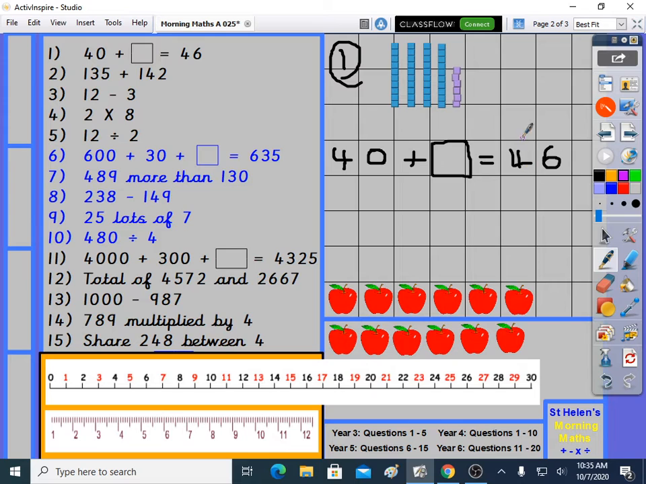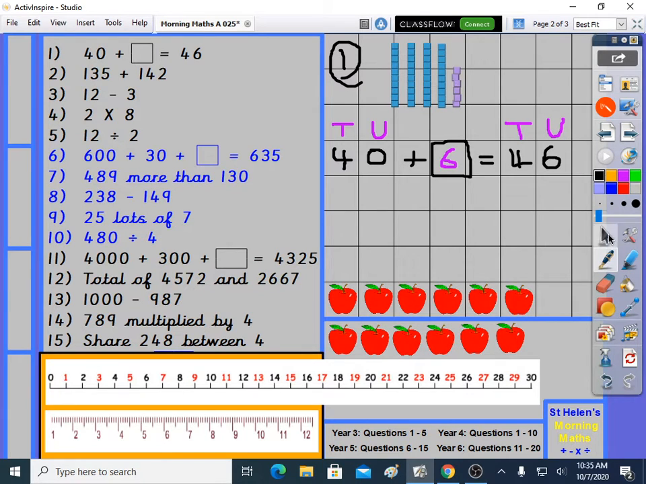So in the 46, we've got the 4 tens, which come from the 4 tens there. We've got 6 units, but we didn't have any units here, so we need the 6 units. Because 40 plus 6 equals 46. Question 2.